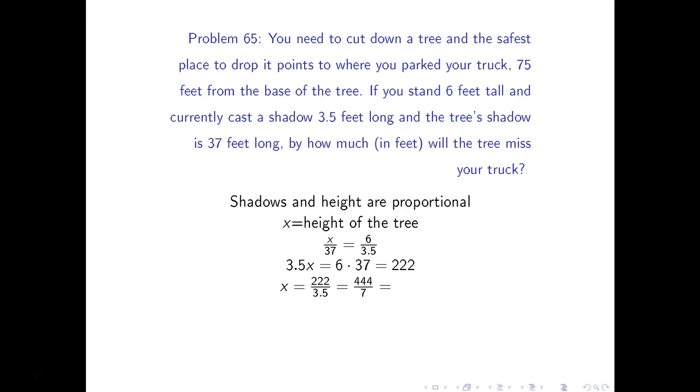So I can actually rewrite it as 444 over 7. I did that because I looked at the bottom and said, okay, I can multiply that by 2 to make a nice integer. But if I multiply the bottom by 2, I have to multiply the top by 2. And if I turn that into a mixed number, it's going to give me 63 3/7. So sweet, we found the height of the tree.